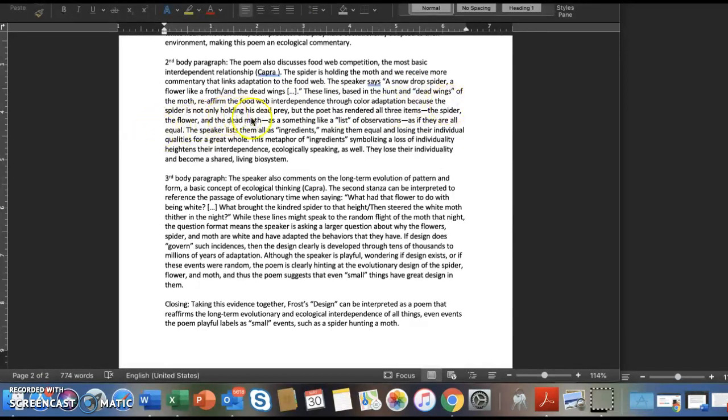Because the spider is not only holding the prey, the poet has made all of these something like a list of observations. They're all the same. So this is my reasoning, right? This is my reasoning or values or what I'm seeing in the poem. If you don't give me this, you really can't get up into that A and B range of a great interpretation. You're telling me things are the same, or that this is evidence for a claim, but you're not explaining why or how.